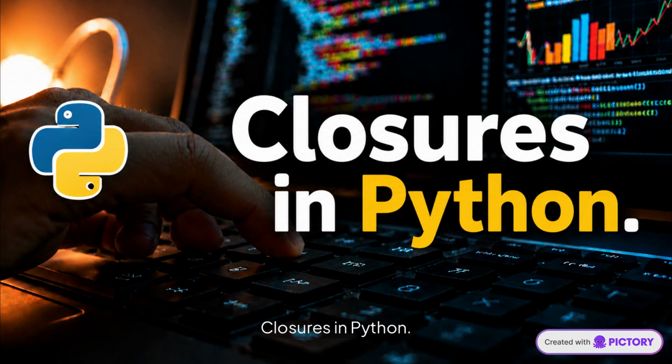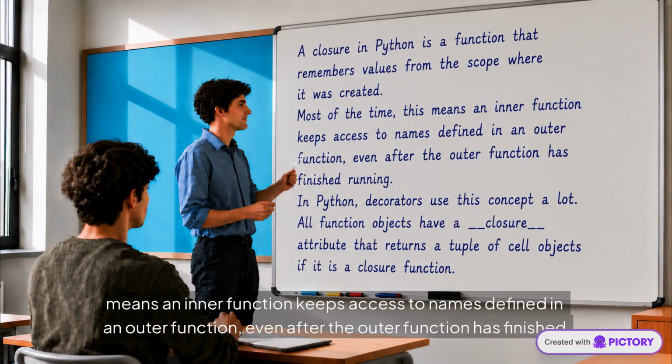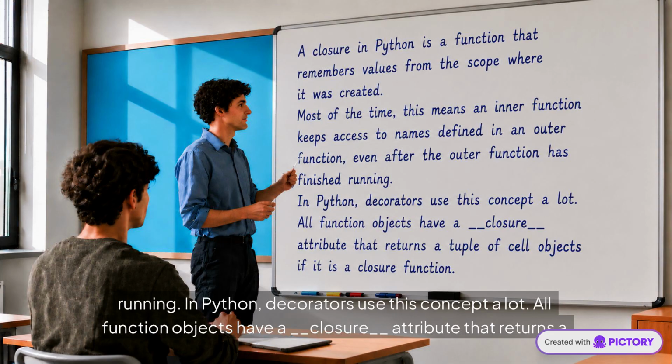Closures in Python. A closure in Python is a function that remembers values from the scope where it was created. Most of the time, this means an inner function keeps access to names defined in an outer function, even after the outer function has finished running. In Python, decorators use this concept a lot.